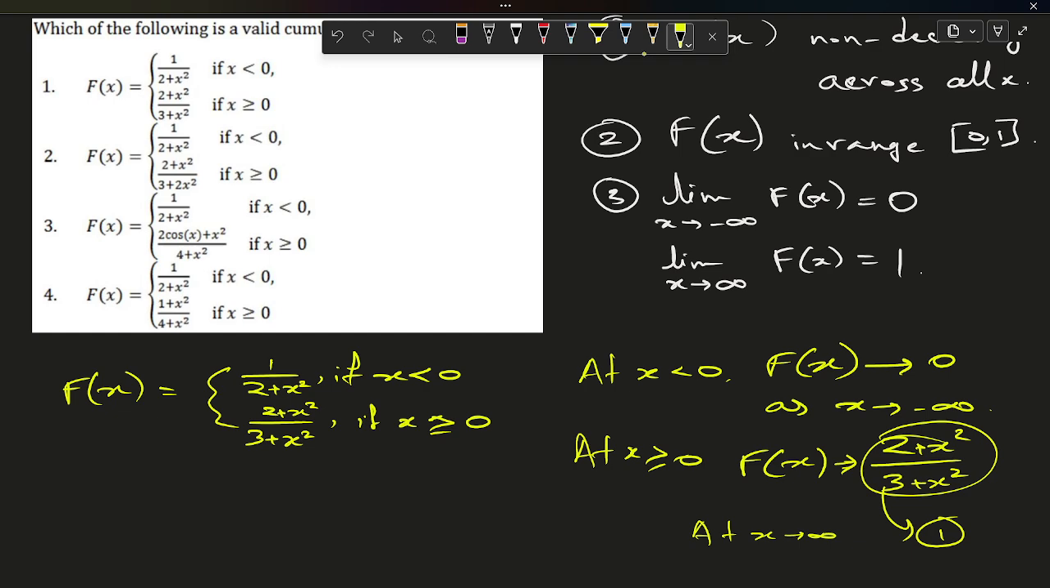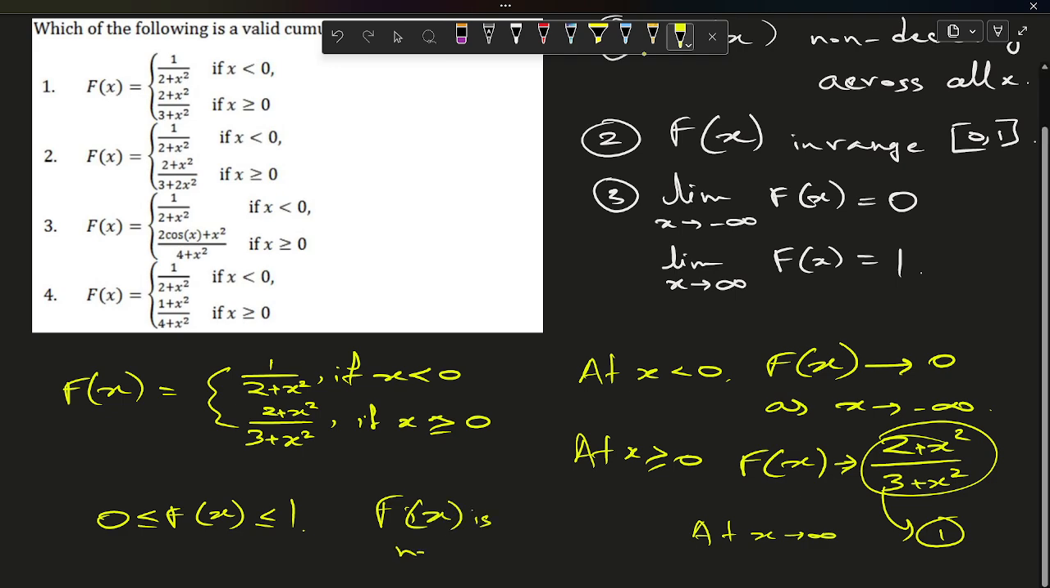We can easily see that F(x) is in between 0 and 1, and F(x) is non-decreasing. So our option 1 is a correct option of this question.